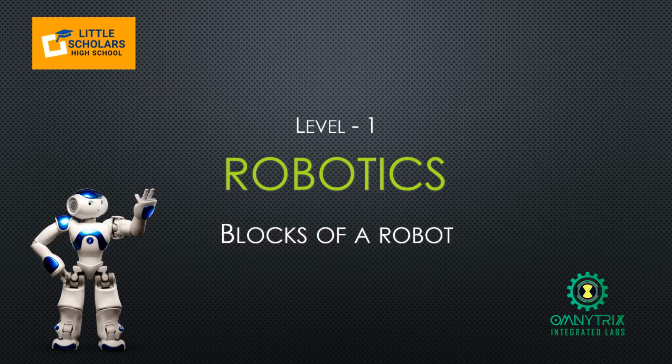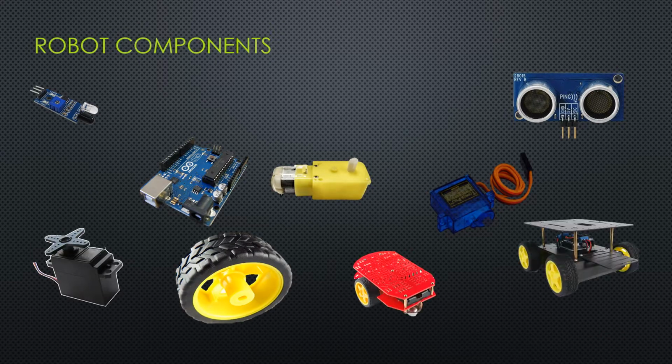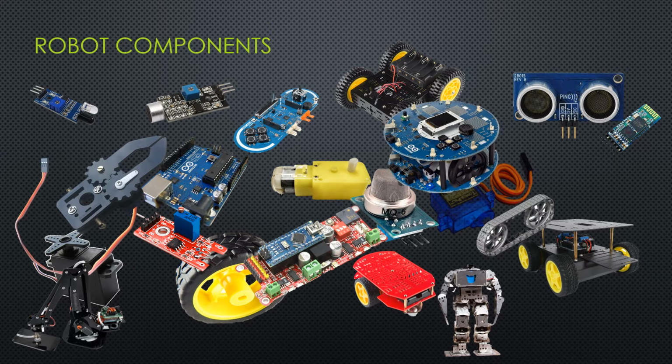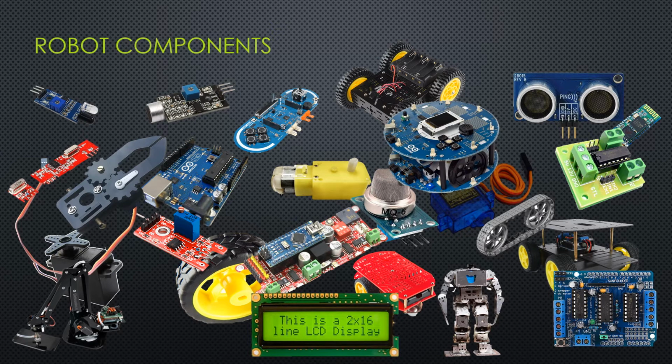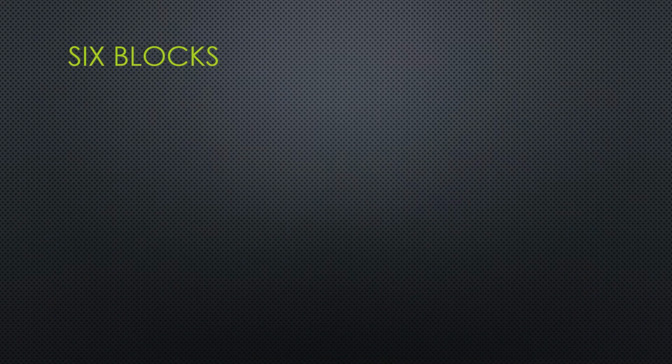In this video, we are going to learn about blocks of a robot. As we know, to make a robot, we need electrical, electronics, mechanical and other components. And there are hundreds and thousands of different components available to make different types of robots. But we can group or categorize all those components into 6 different blocks based on common properties. So here we are going to categorize any robotics components into 6 blocks.